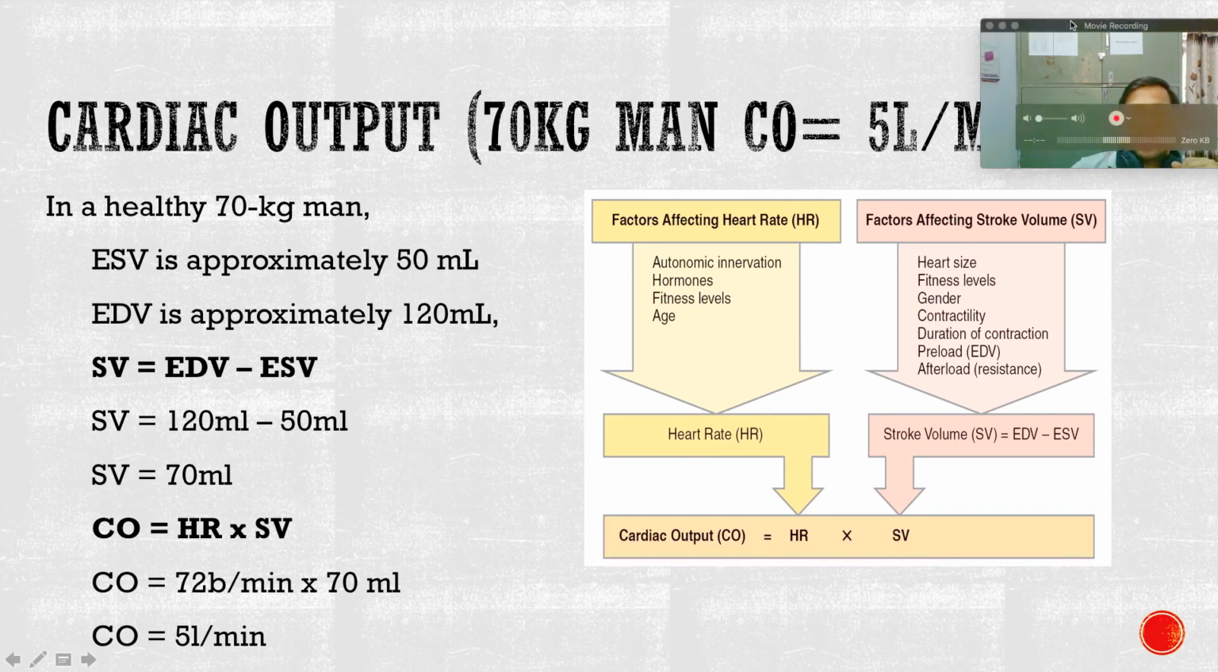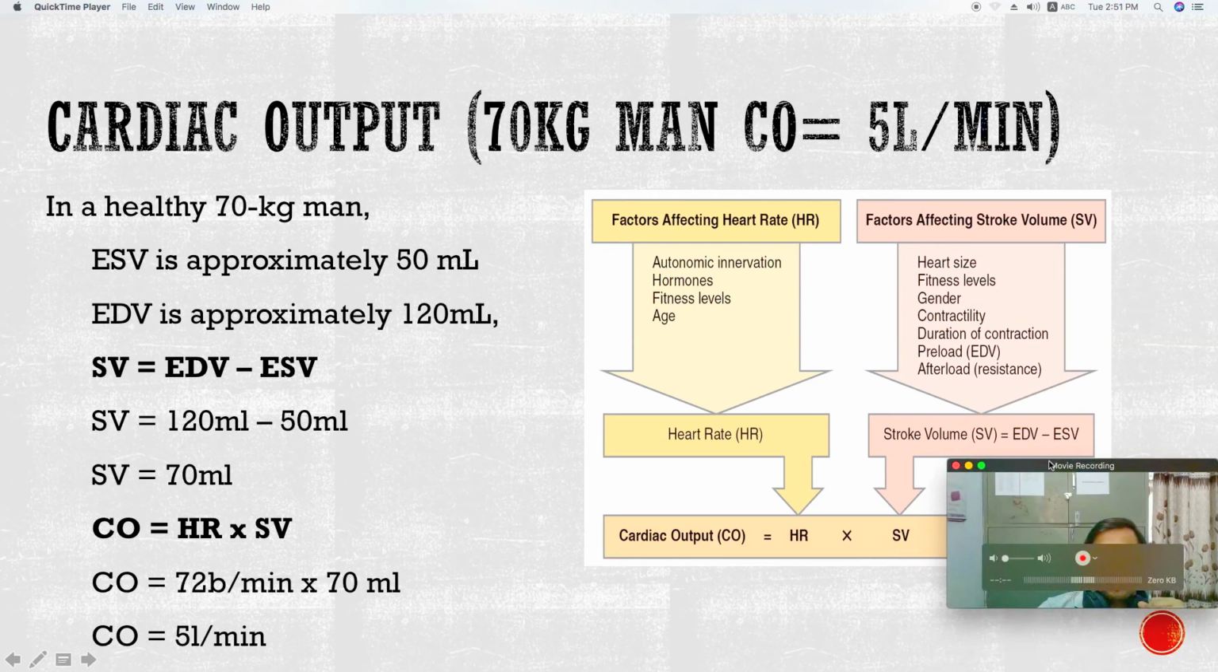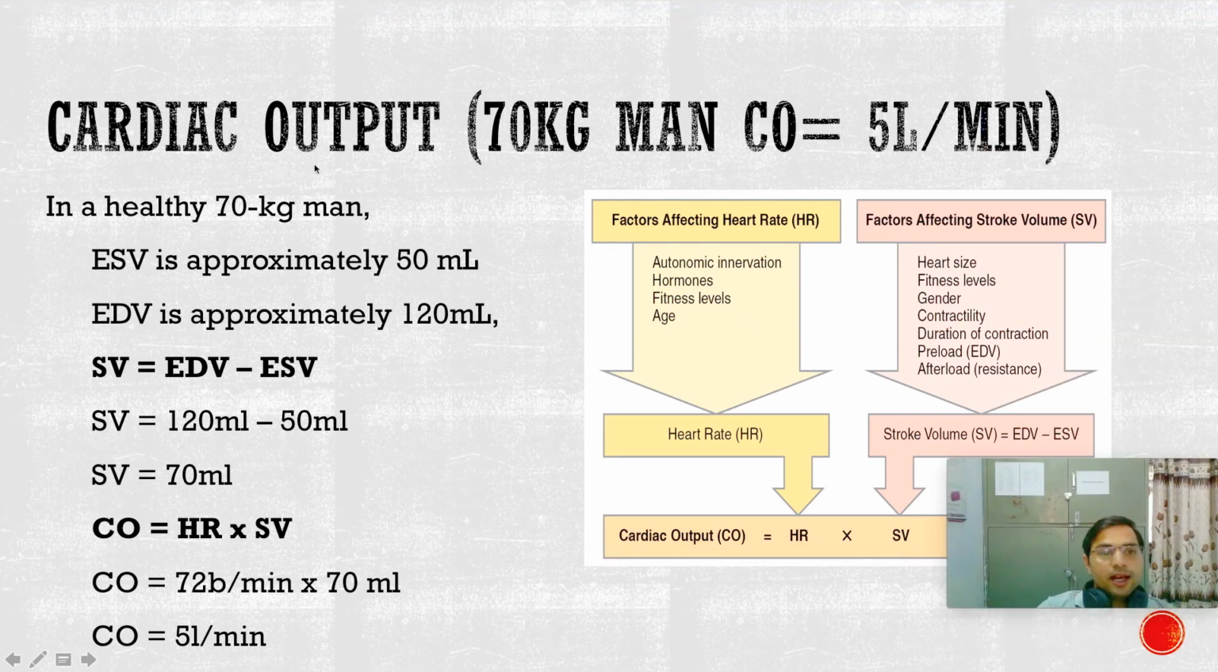So let us talk about the cardiac output now that we have learnt about the stroke volume. Cardiac output is the output of the heart in 1 minute. So in 1 minute, how much blood is pumped by the heart, that is the cardiac output. This cardiac output is approximately 5 liters per minute in healthy humans at resting stage. So the heart pumps around 5 liters of blood in 1 minute.